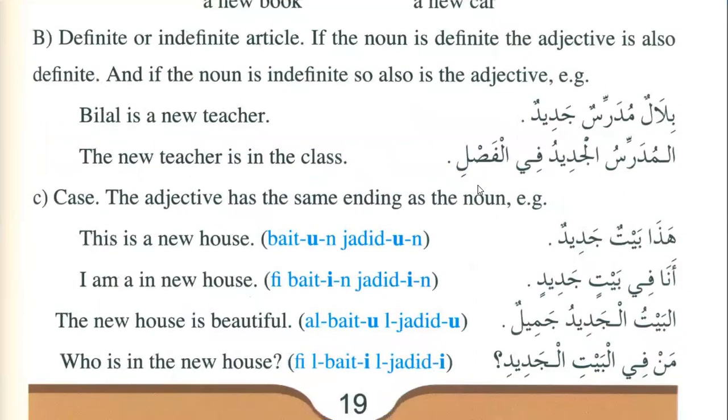And then C, case. The adjective has the same ending as the noun. Example, haza baitun jadidun. This is a new house. Haza jadidun baitun jadidun. Ana fi baitin jadidin. I am in the new house.